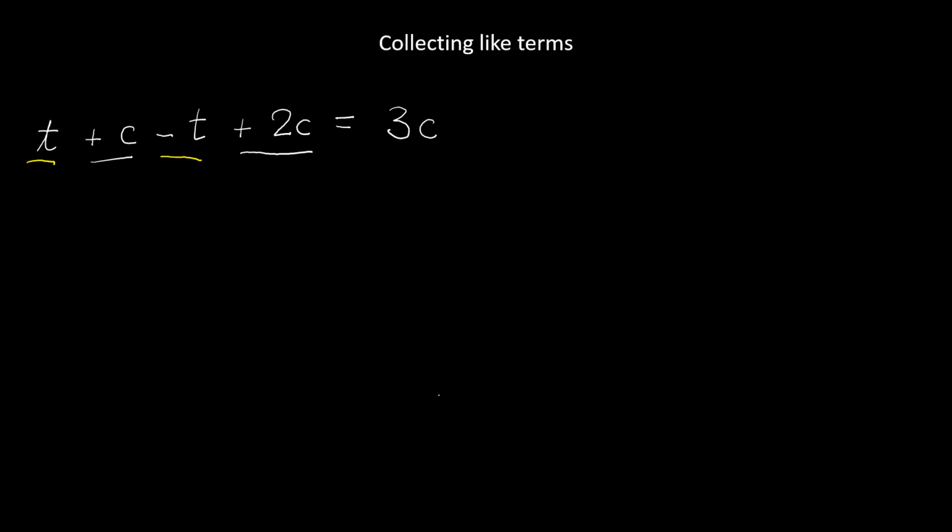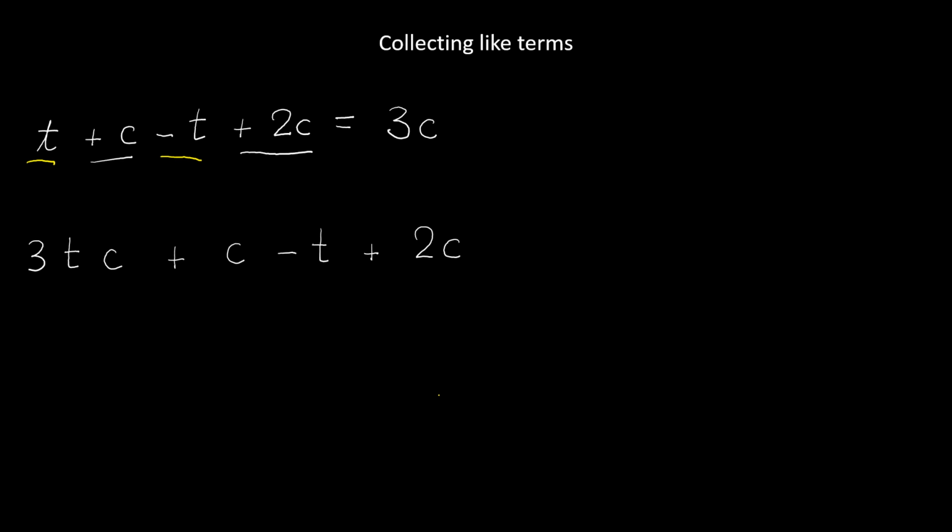All right, let's try another slightly more complicated one. This time, I'm going to have 3TC plus C minus T plus 2C. And I want to collect like terms and simplify this, that is, make it look simpler.